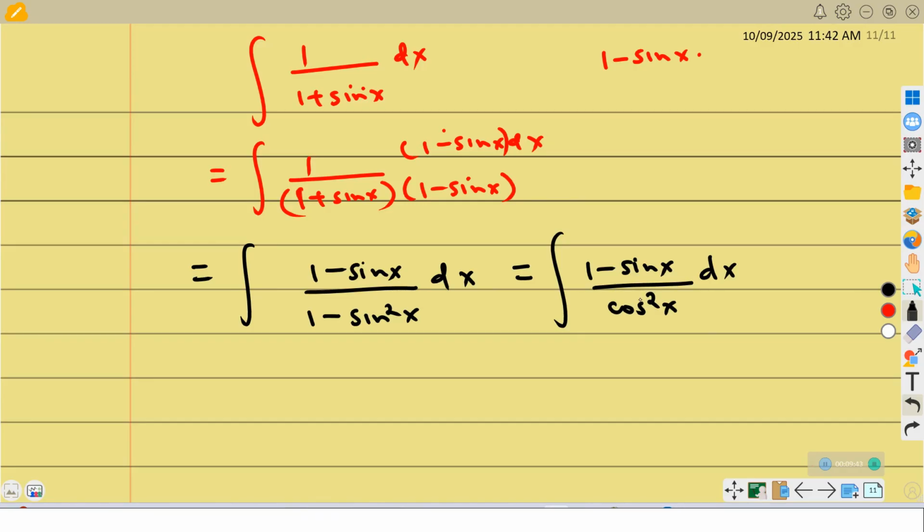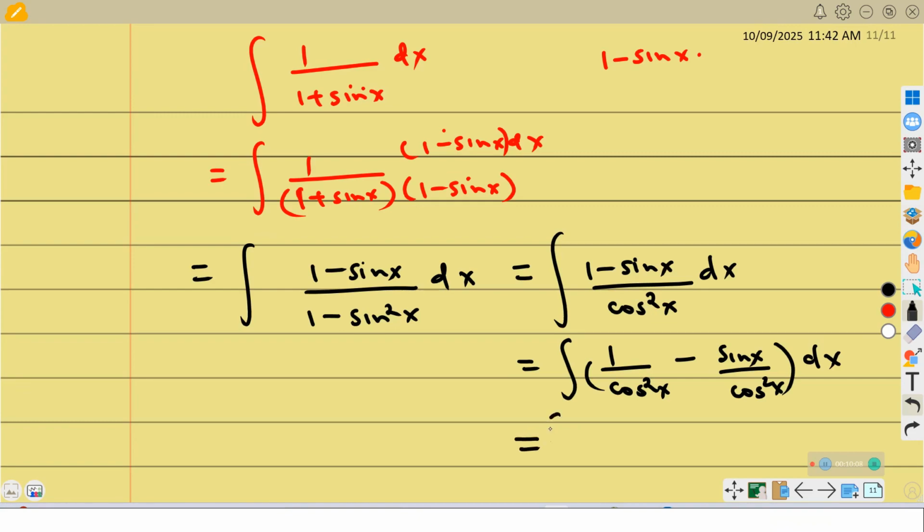So we can now split this apart. From here, we can now have this as the integral of 1 over cos squared of x minus sine of x over cos squared of x, then dx. So if you have a single term in the denominator, it is always important that you split.